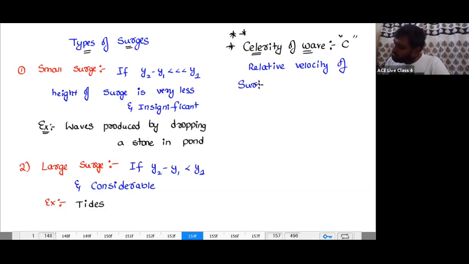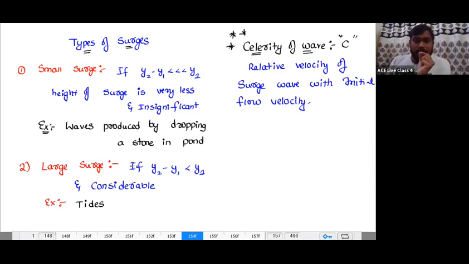surge wave with initial flow velocity. Relative velocity of a surge wave with initial flow velocity. Okay. So what is meant by celerity? Celerity means what is the velocity of the surge wave with respect to, means relative, means with respect to the initial flow velocity.